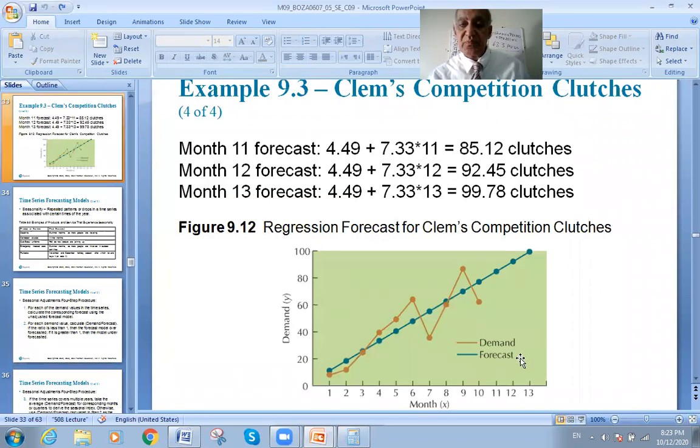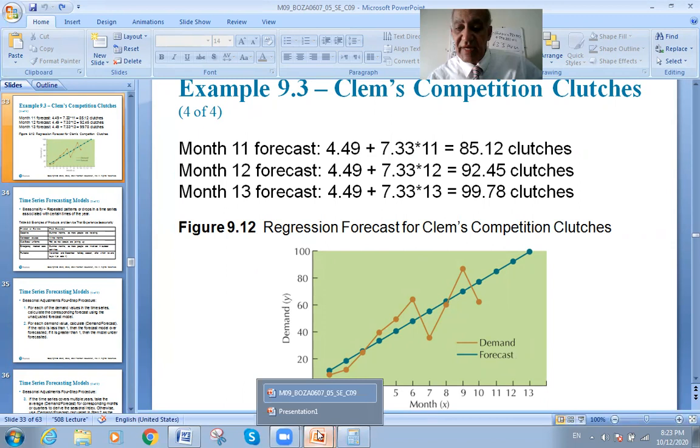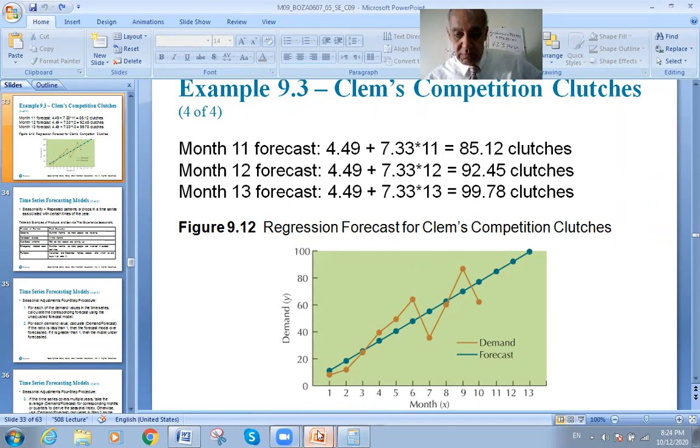Now, if you want to forecast month 11, month 12, month 13, what I will do, I have to discuss it on the board so it will be clear for you. I will show it to you on the board now.